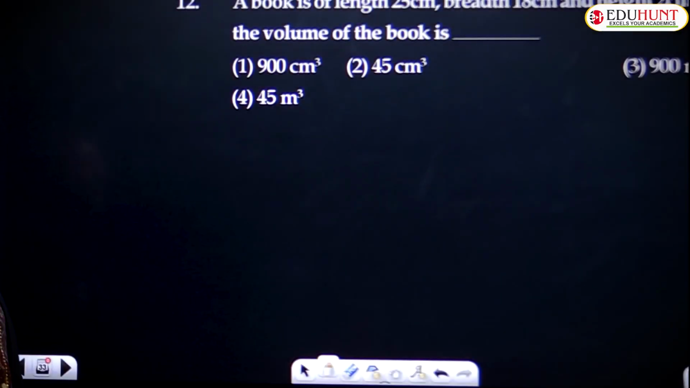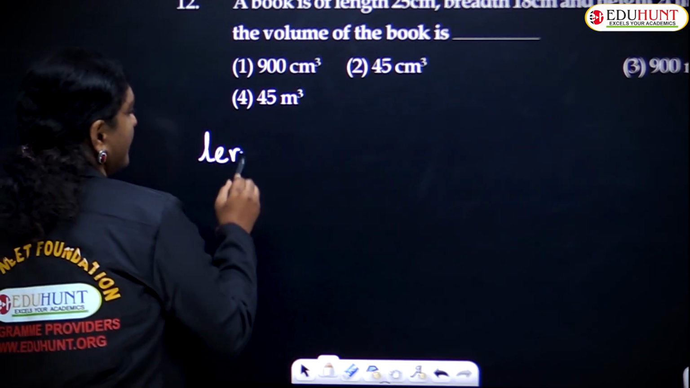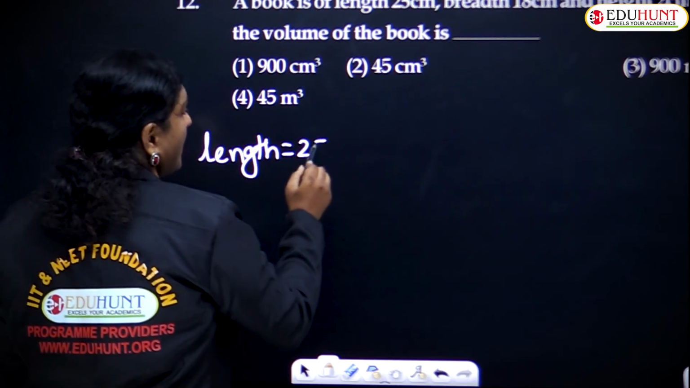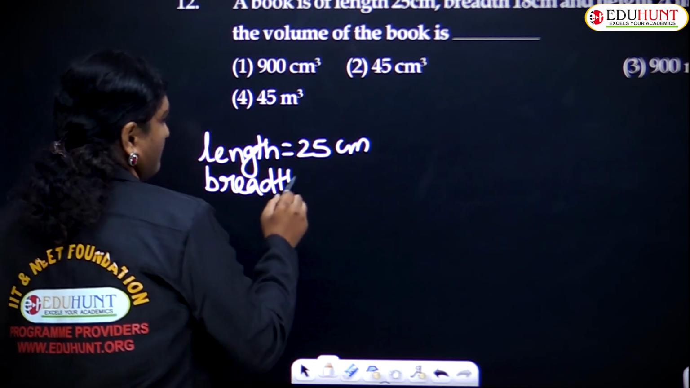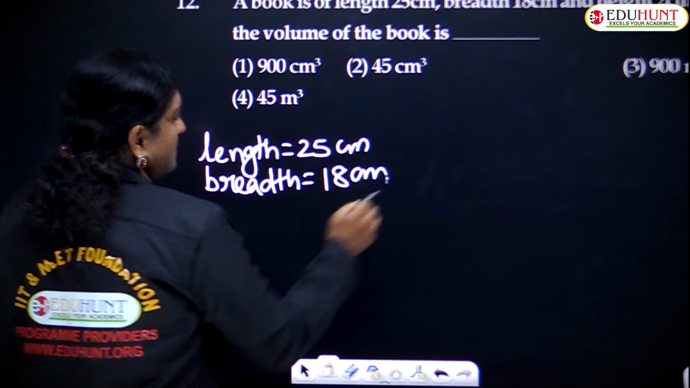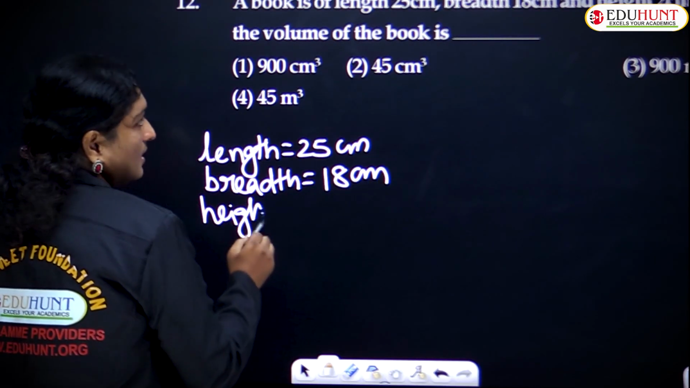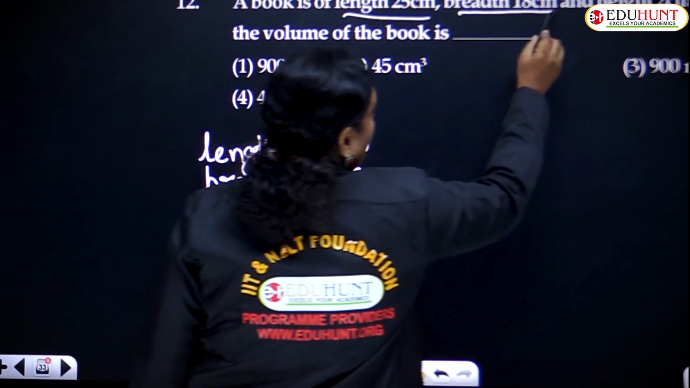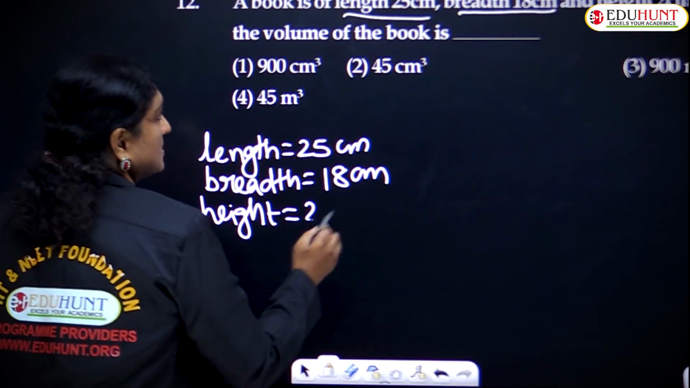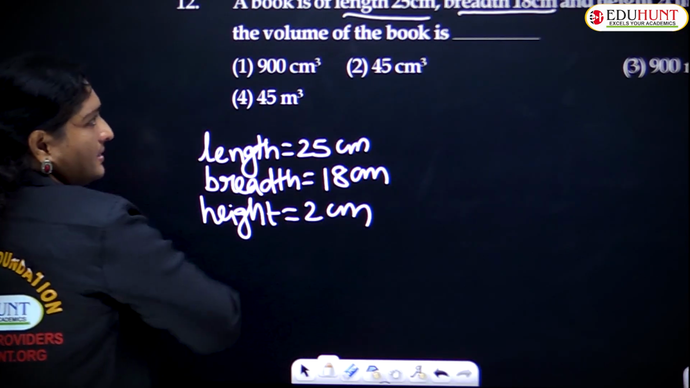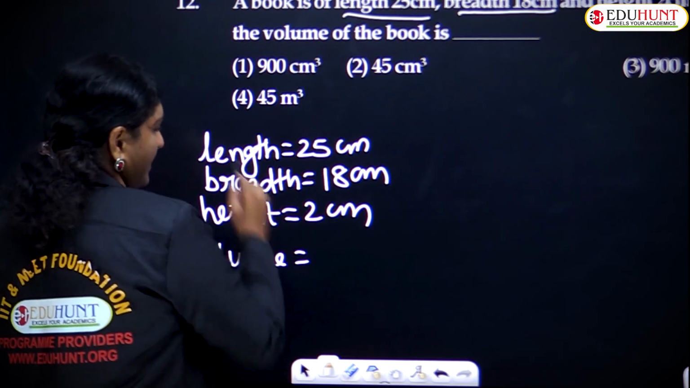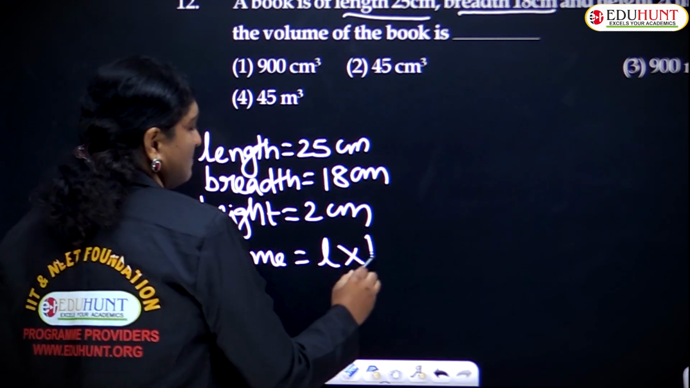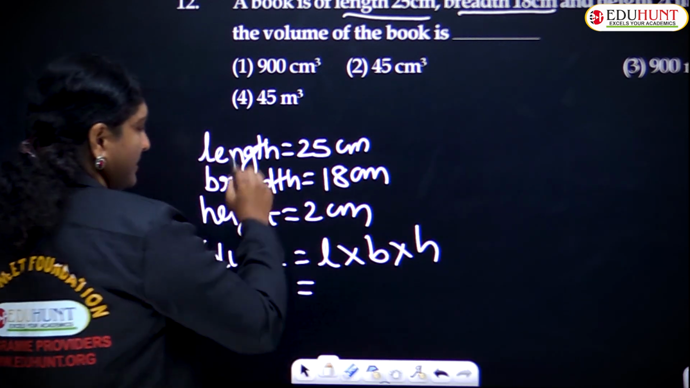Next. A book is of length 25 centimeters. Length is given as how much, children? 25 centimeters. Breadth is also given how much? 18 centimeters. And height was given to be how much? Length 25, breadth 18, height is 2 centimeters. Length, breadth, height is given. You're asked to find out the volume. The formula for volume is length, let me write it as L, breadth, I write it as B, height, some H. Length into breadth into height.